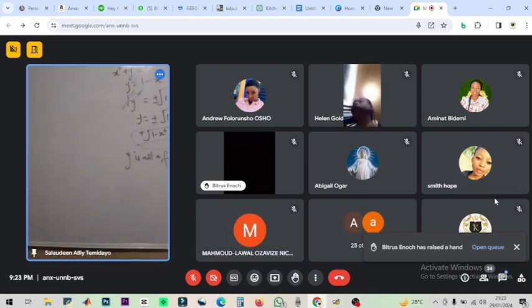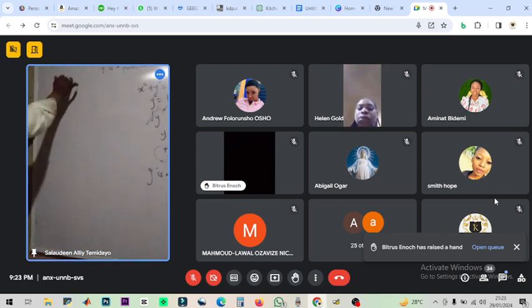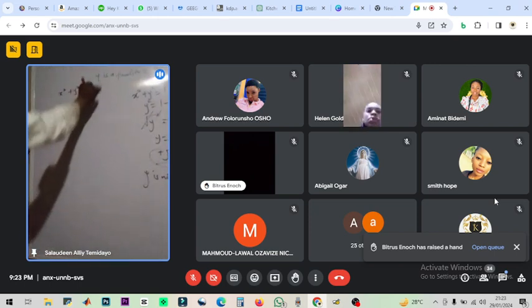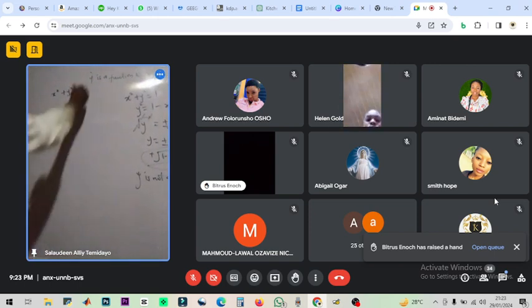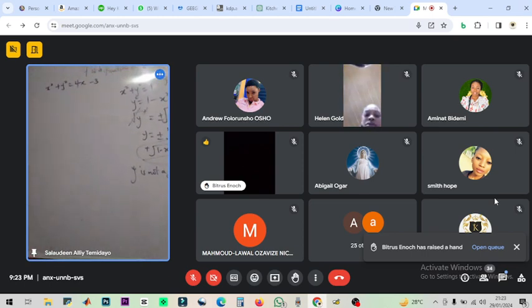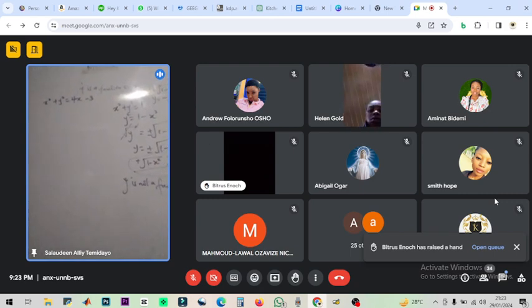Now, let's move. Again, I'm saying that this is x squared plus y squared equals 4x minus 3. So this is an equation given now. This is a relationship.